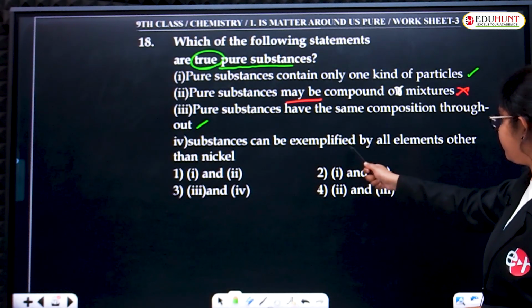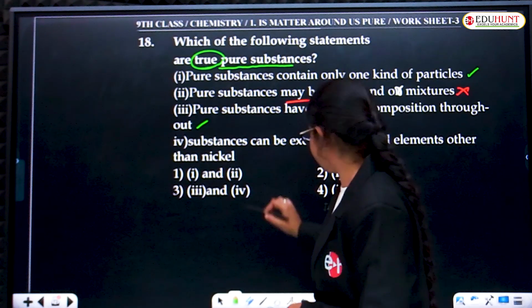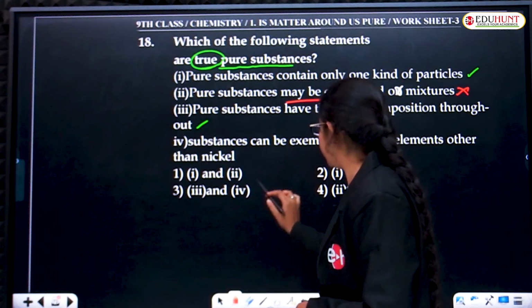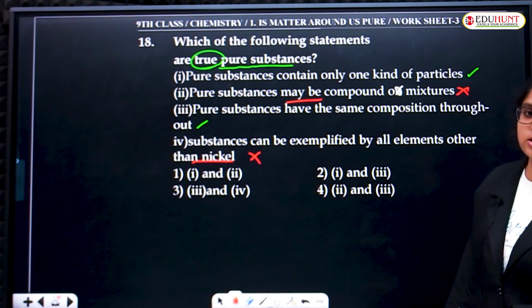Okay, now option 4, substances can be exemplified by all elements other than nickel. It is not true, because కొన్ని substances are not exemplified, children. Okay, other than nickel అలా ఏమీ లేవు, just everything is under pure substances.